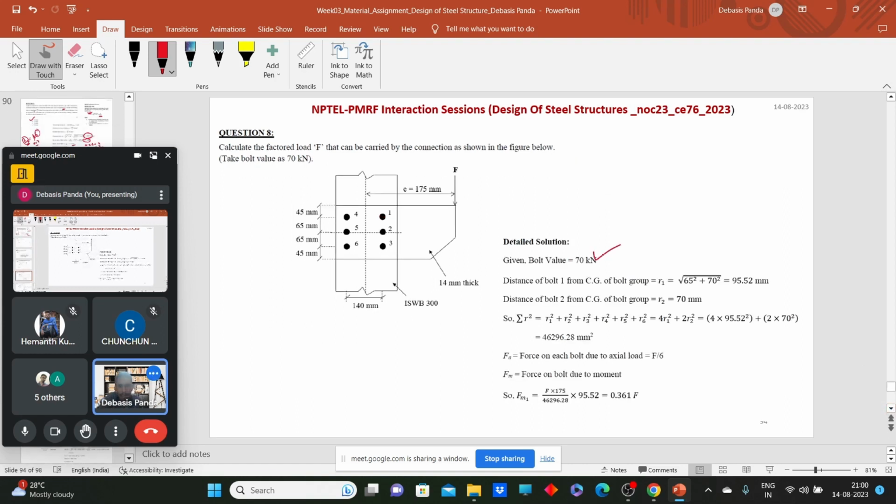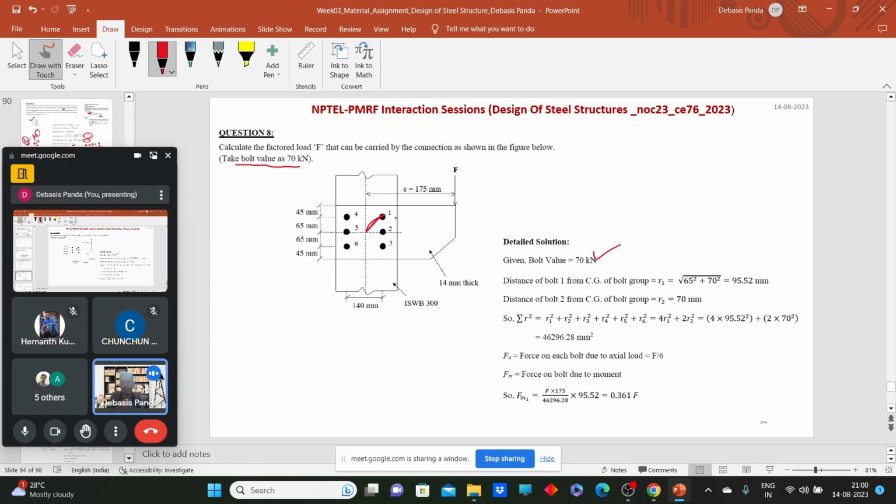So for the strength of the bolt value, take the bolt value as 70 kilonewton. What does the bolt value mean? The strength of the bolt is given. The strength of the bolt is 70 kilonewton. Now, what do we need to calculate here? We need to calculate these radial distances, the R values. What is the extreme bolt? Here 1, 4, 6 or 3.